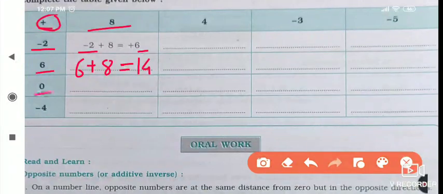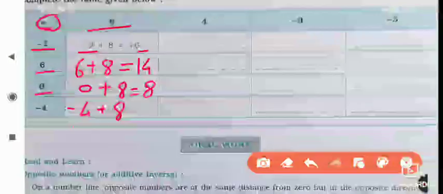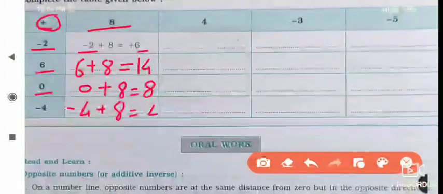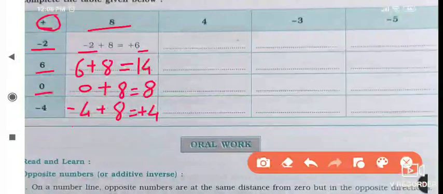Next it is 0 plus 8. 0 plus any number is equal to the same number. Okay, next question, it is minus 4 plus 8. Now here the signs are different. What do we have to do? Subtraction. So 8 minus 4 is equal to 4, and the answer will get which sign? The bigger number's. The bigger number is 8, so you give the answer positive 4, right? Otherwise only 4 written, then also okay.